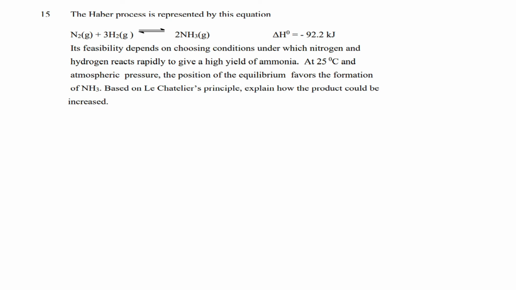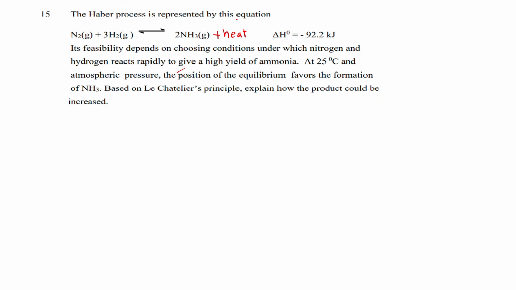Alright, so next for question number 15. The Haber process is represented by this equation, iaitu process yang berlaku between nitrogen and hydrogen. Okay, 1 mole of nitrogen reacts with 3 moles of hydrogen and produces 2 moles of ammonia, and delta H is negative 92.9 kilojoules. So kalau negative meaning that this equation is exothermic. Kalau exothermic, heat is released. Jadi kalau kita release, kita akan letakkan heat di bahagian product.